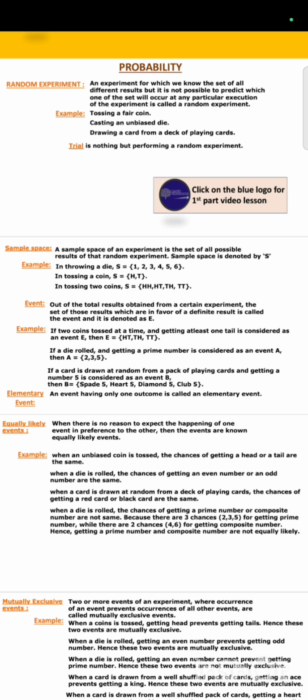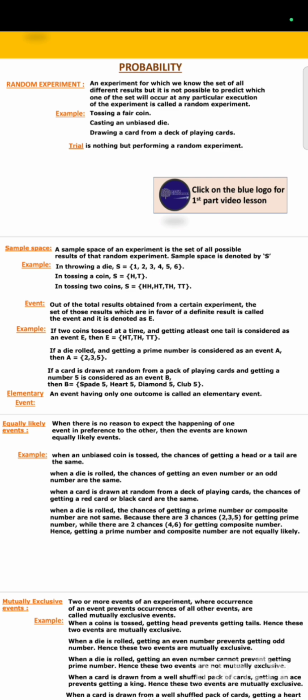In the same way, consider drawing a card from a deck of playing cards. A deck of playing cards has 52 cards: 13 diamonds, 13 hearts, 13 clubs and 13 spades. Out of the total 52, we are going to draw a card. We can expect any one of the 52 cards, but which card we are going to get, we don't know. That is about random experiment.